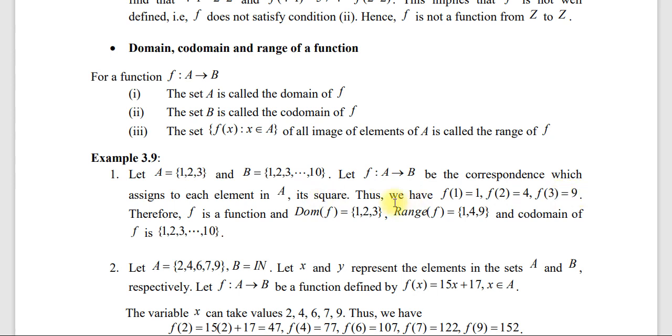ፋንክሽኑ ያ ማለት b የa ስኩዌር ነው ብንለው ስለዚህ የአንድ ስኩዌር ስንት ነው? 1 ነው። የሁለት ስኩዌር 4 ነው። የሶስት 9 ነው። Therefore f is a function and domain of f which is equals to 1 to 3.